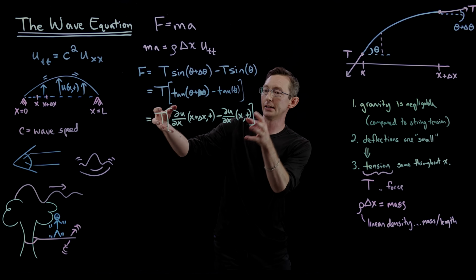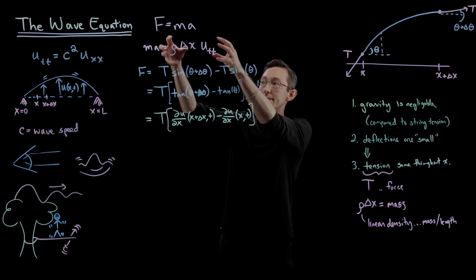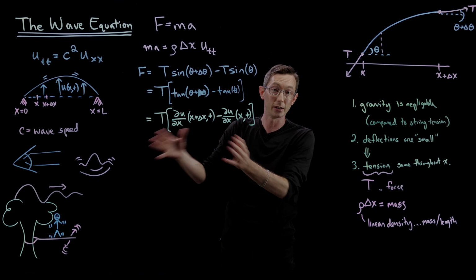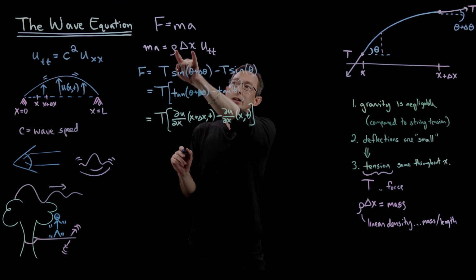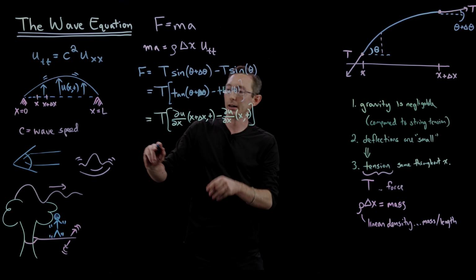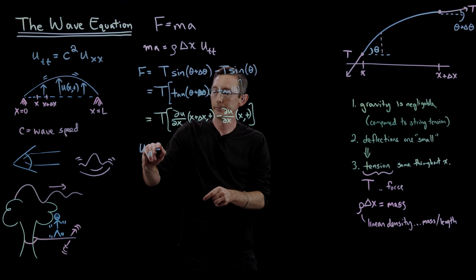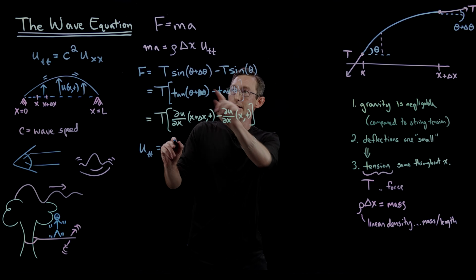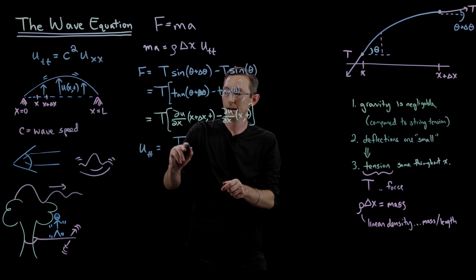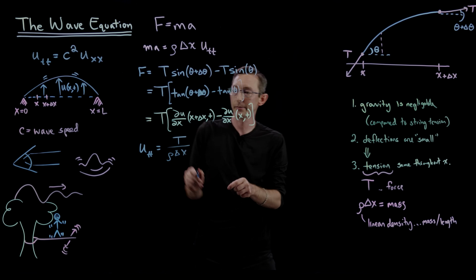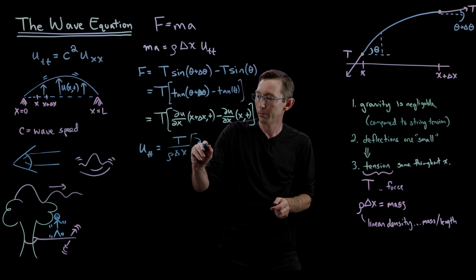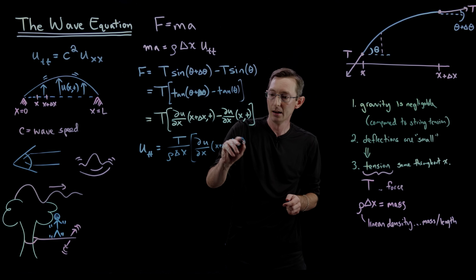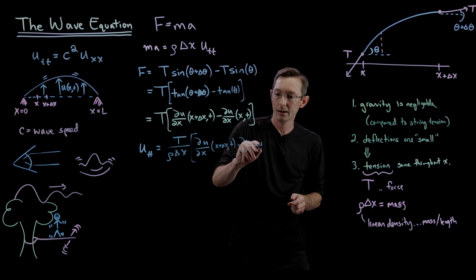And so now what we're going to do is take this expression for force and this expression for mass times acceleration and set them equal to each other. So I'll do that now. I'm going to divide both sides by rho delta x. So I'm going to get u_tt equals this expression divided by rho delta x. So T over rho delta x times, sorry, this is a squeaky marker, I know it drives some people crazy, partial u, partial x evaluated at x plus delta x at time t, minus partial u, partial x at x and t.